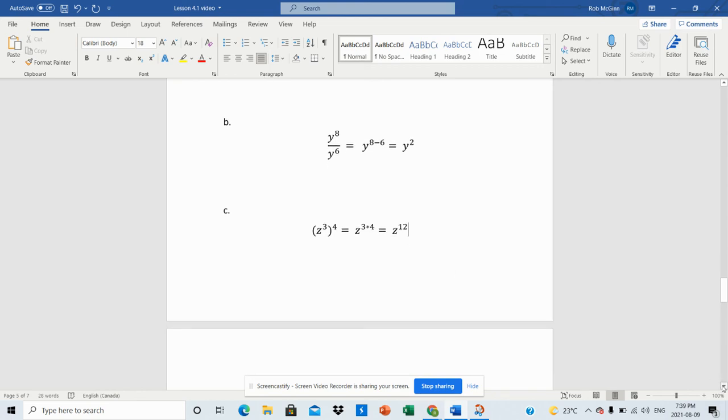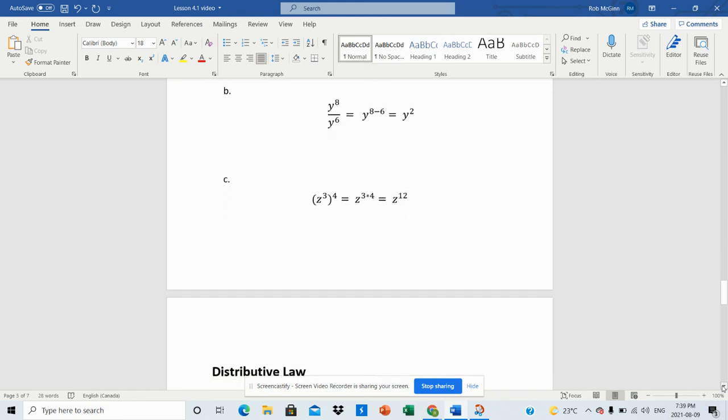And that's exponents. That's what we're going to look at right now. And we're going to come back in another video and look at the distributive law or FOIL. See you soon.